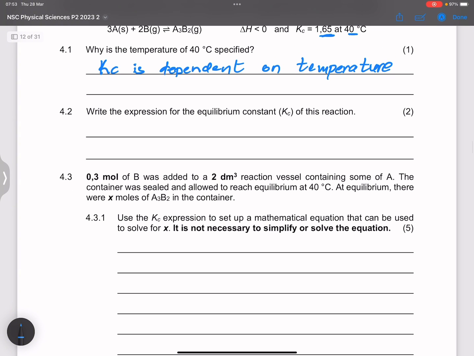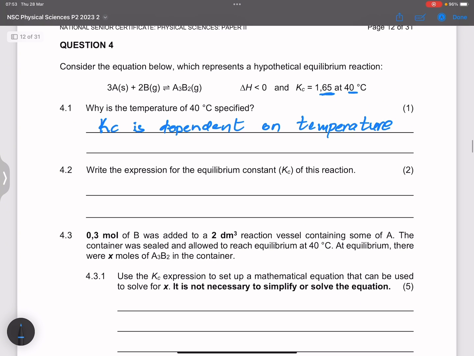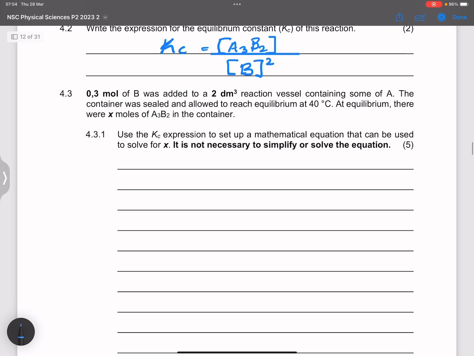Now they say to write down the expression for the equilibrium constant for this reaction. Now remember that when we have the Kc expression, it's always molar concentration of our products. So that's going to be A3B2, divided by the molar concentration of our reactants. Now please note in this case, A is a solid, so we do not include it in the expression. But B is certainly to be included, so that would be B squared. Remember that the coefficient becomes the power in that regard. All right, so that's what we'd have.